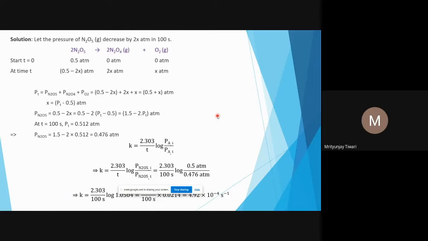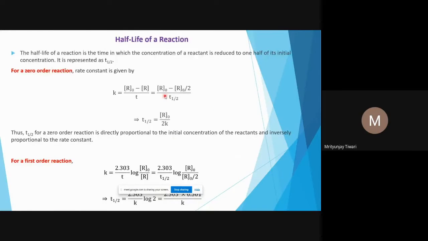Now we are going to study the half-life of a reaction. As you understand from the name itself, half-life of a reaction. For a human being, if my age is, suppose, 80 years, then 40 years can be called a half-life. For a reaction, half-life means the time required to decrease the initial concentration of the reactant by half.